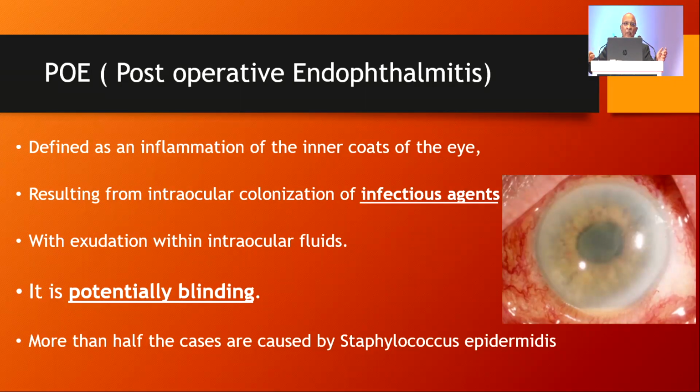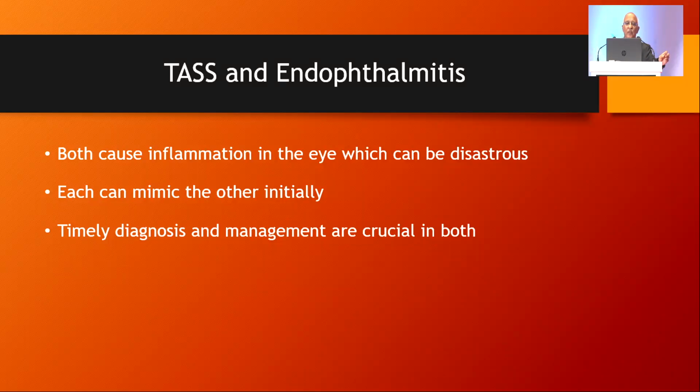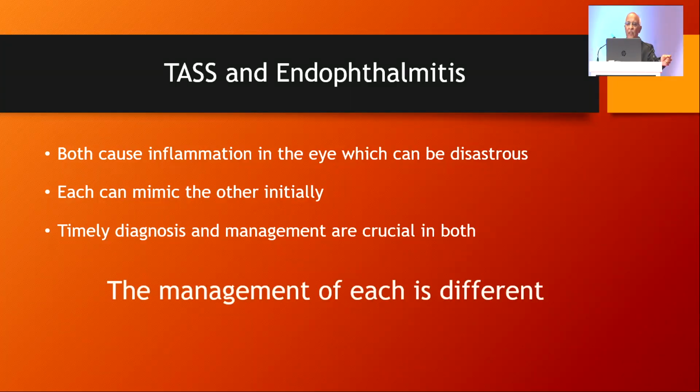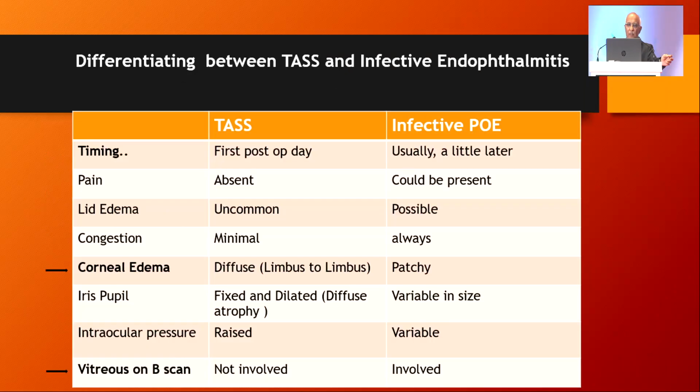Postoperative endophthalmitis, on the other hand, is defined as an inflammation of the inner coats of the eye resulting from intraocular colonization by infectious agents. This is also potentially blinding. More than half the cases are caused by Staphylococcus epidermidis. Because the inflammation in the eye can be disastrous, and because each can mimic the other initially, timely diagnosis and management are crucial in both, and the management of each is different, and that is why we have to discuss this topic.